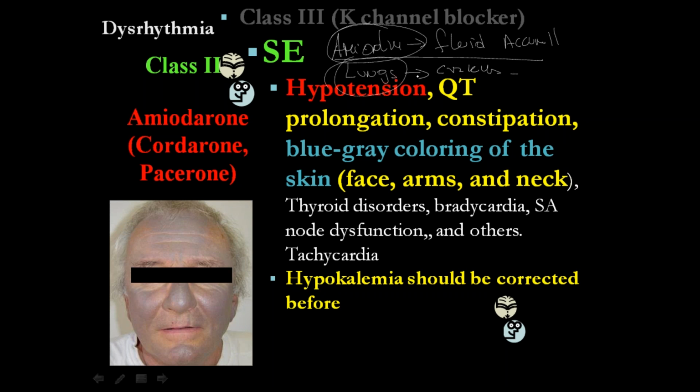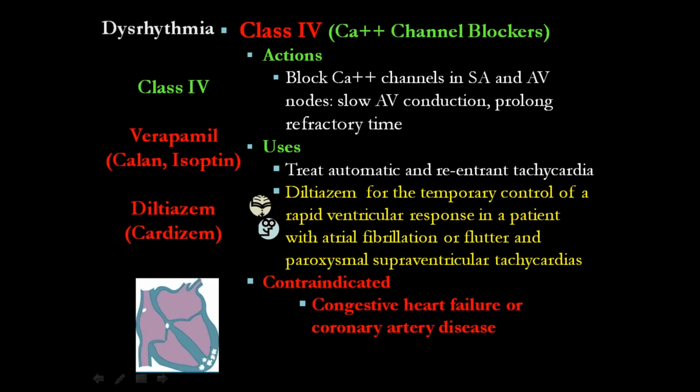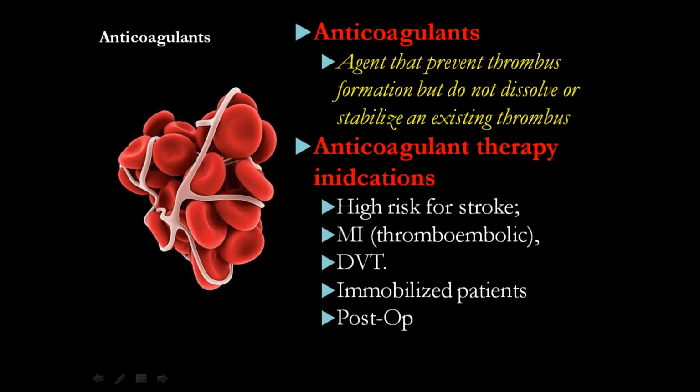Of course, all antiarrhythmics decrease the heart rate. Decreased heart rate means decreased cardiac output, decreased blood pressure, and that produces hypotension. Also QT prolongation and constipation. Blue-gray coloring of the skin. All right, so that is what I want to talk about.